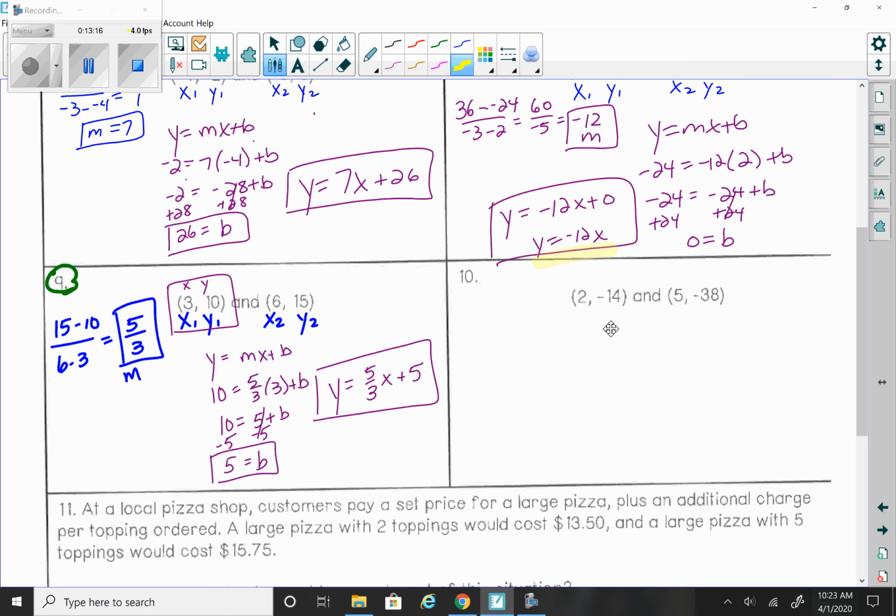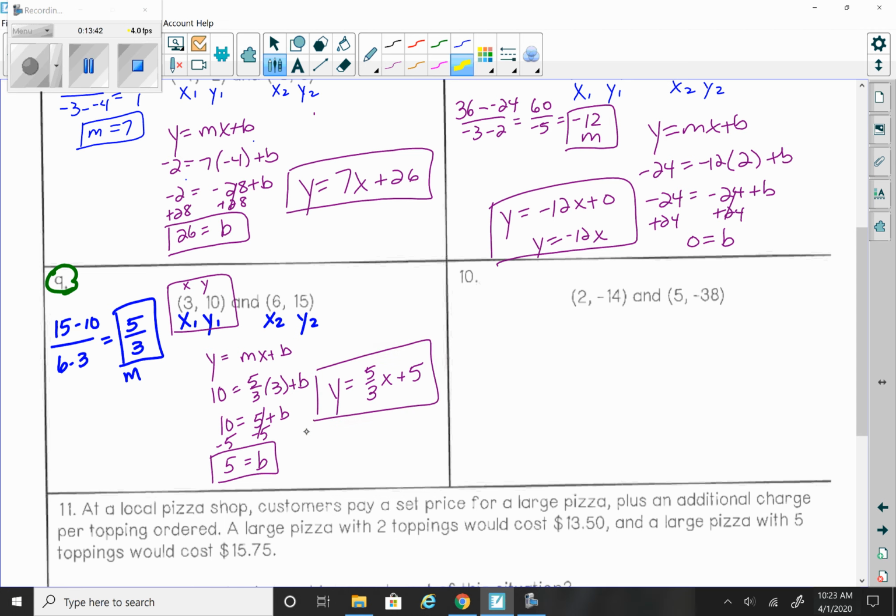In number 9, again, take the 2 points, plug them into the slope formula. Here I have a slope of 5/3. Leave it as a fraction. Plug the values of a point and the slope into slope-intercept. 5/3 times 3 is 5. Subtract the 5 over. You should get a y-intercept of 5. So your equation should be y equals 5/3 x plus 5.